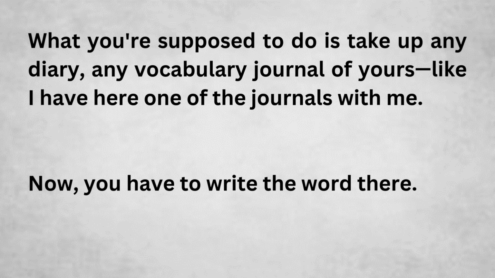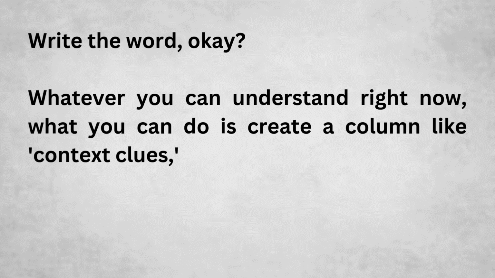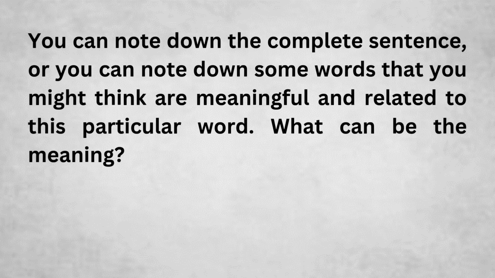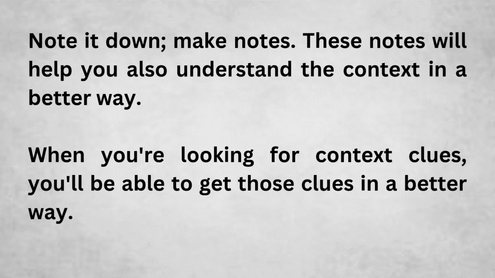Now, you have to write the word there. Write the word, okay? Whatever you can understand right now, what you can do is create a column like context clues, and you can note down the things that you can relate to that particular word from the sentence. You can note down the complete sentence, or you can note down some words that you might think are meaningful and related to this particular word. What can be the meaning? Note it down. Make notes.